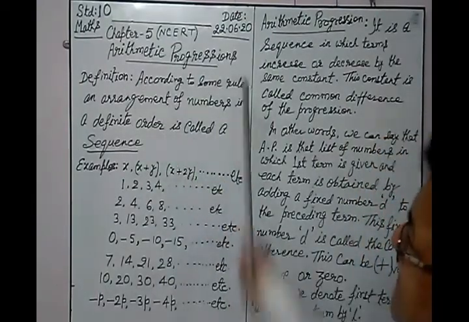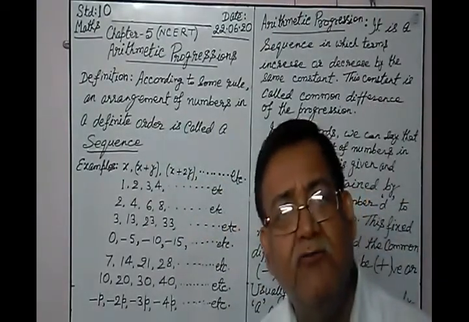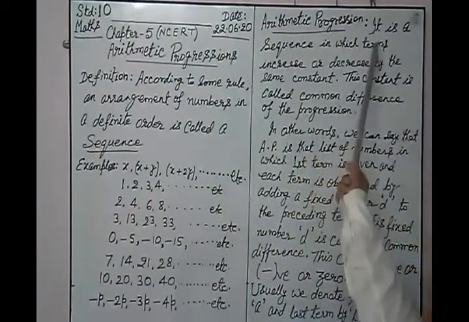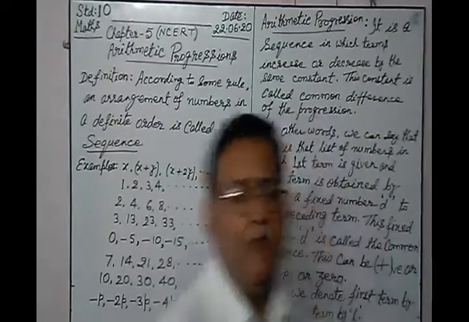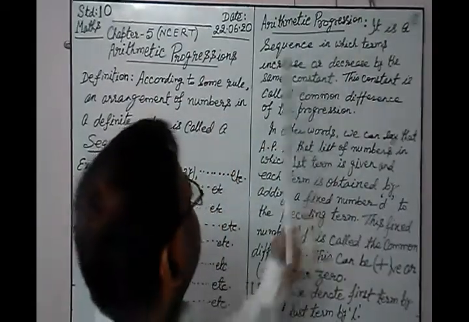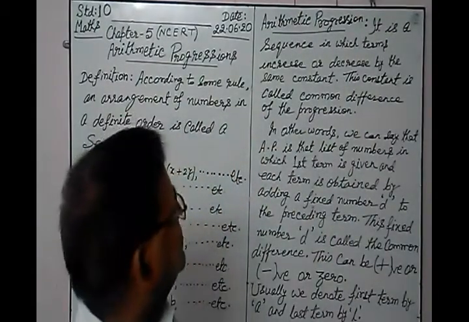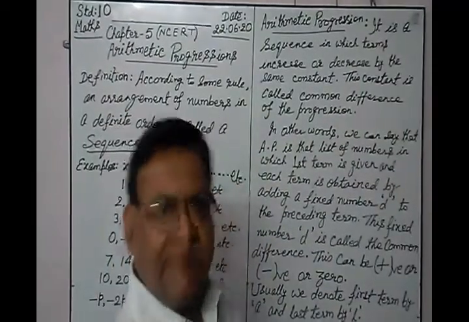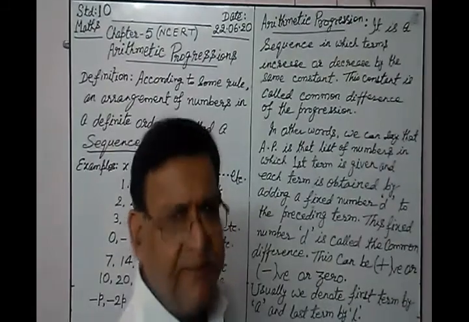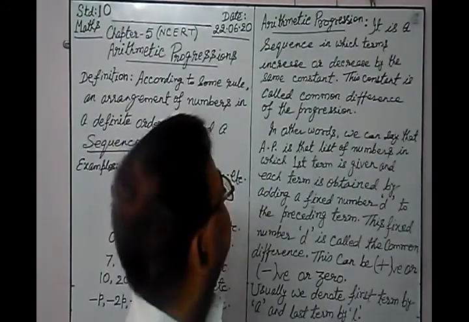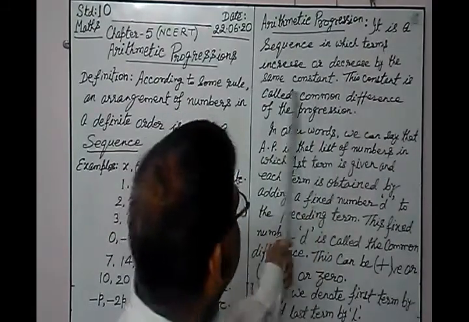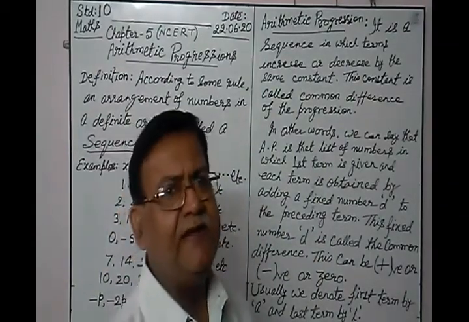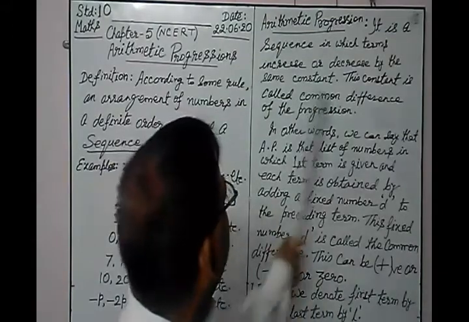Then coming to the name of the chapter, arithmetic progression. Now we will know what is arithmetic progression. What is this? It is a sequence in which terms increase or decrease. The terms may increase or decrease, anything, by the same constant. Every term will increase or decrease by the same constant.